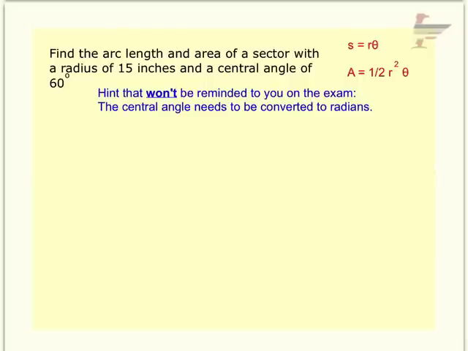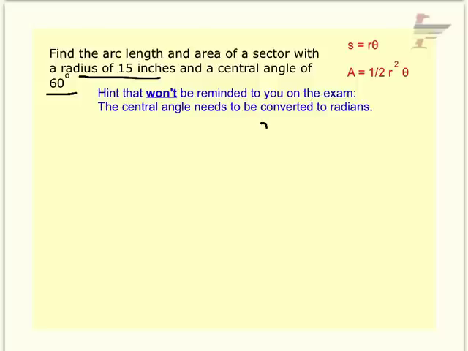Alright, let's just do a quick example because these really should be relatively easy. Find the arc length and area of the sector with a radius of 15 inches and a central angle of 60 degrees. Note that it's in degrees and not radians. This hint will not be reminded to you on the exam, but the central angle needs to be converted to radians, so you need to remember that. And you should know how to do that.